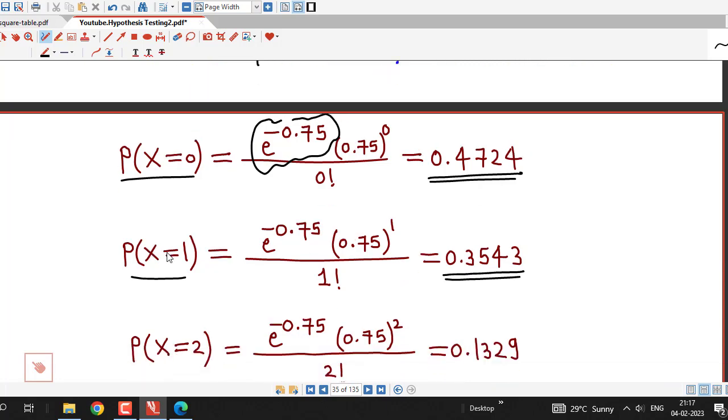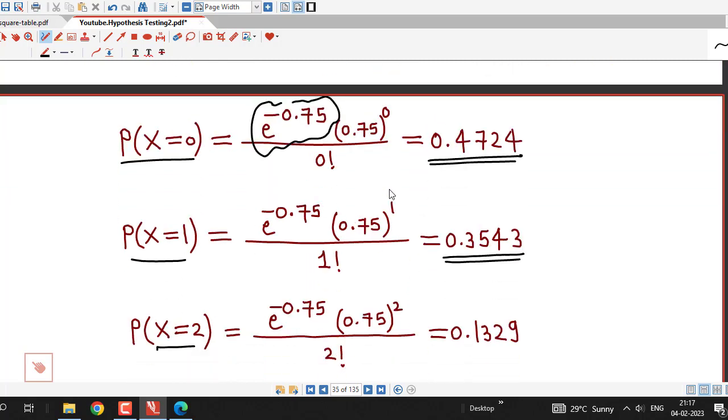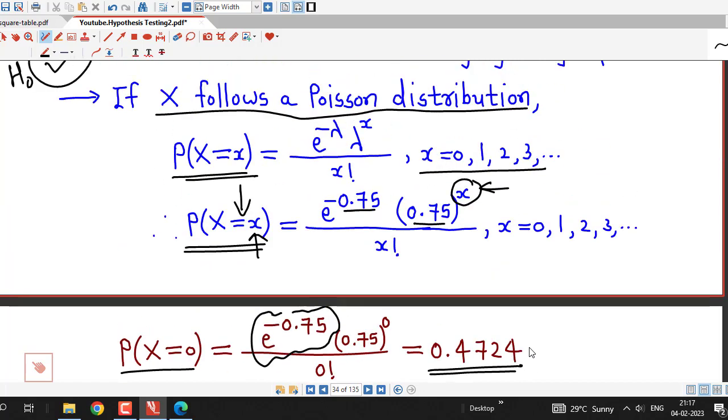Then I calculate the probability for capital X equal to 2 using this formula for small x equal to 2, and I find that the probability that capital X equals 2 is 0.1329. Now whenever we are using this type of Poisson distribution, we have values of the random variable as 0, 1, 2, 3 and so on, and there is no upper bound.